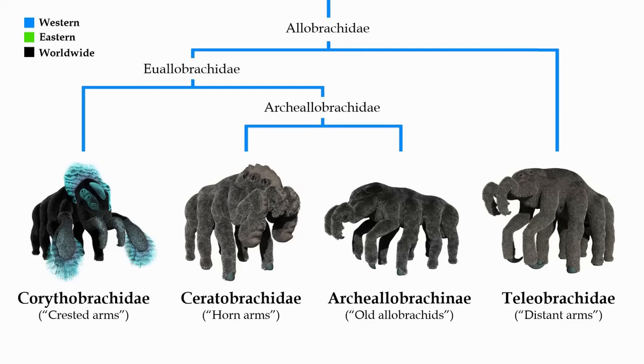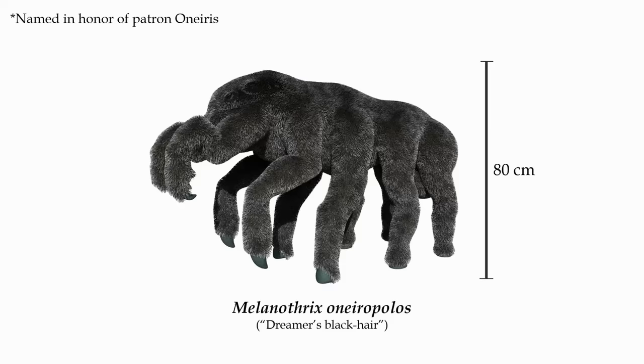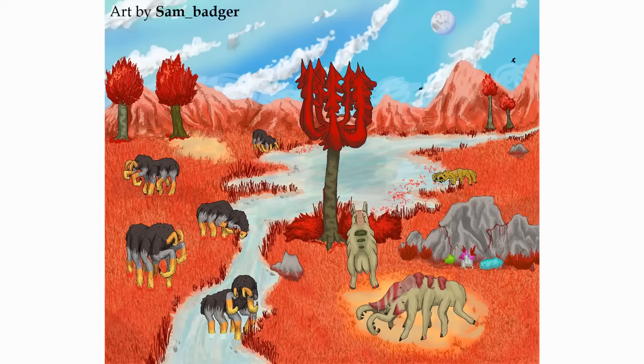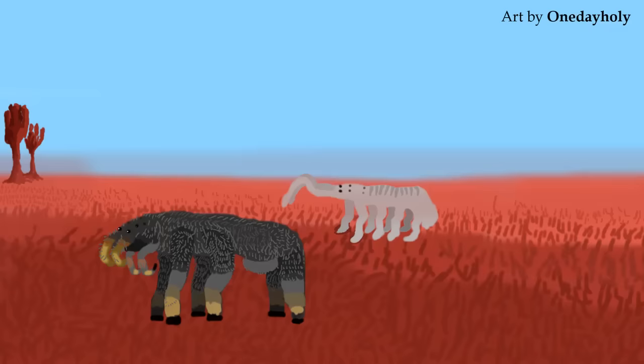Since the Ice Age, the most successful group of large herbivores on the western continent have been the Alabracids, of which at least one clade living in the southern areas near the land bridge may move into the eastern plains, where they'll now enter competition with the camptopods and other eastern leptopods. Although the outcome of this competition may not be as one-sided as what occurred during the American interchange, the Alabracids do have several key advantages over the camptopods.